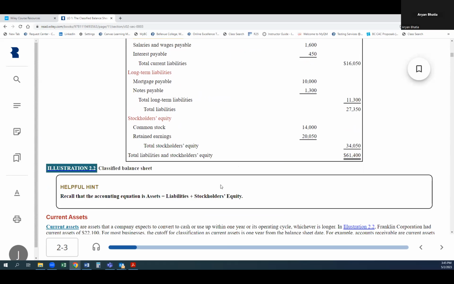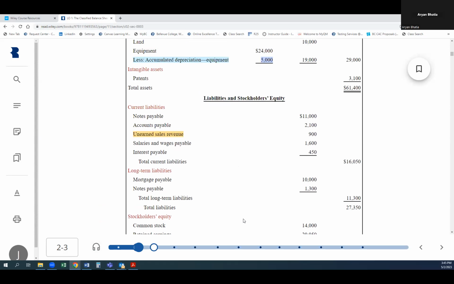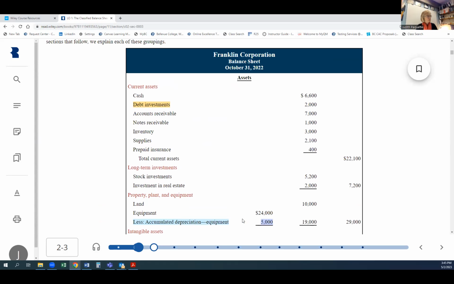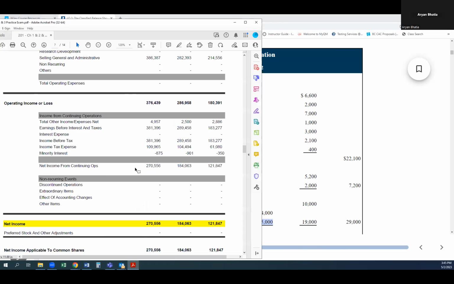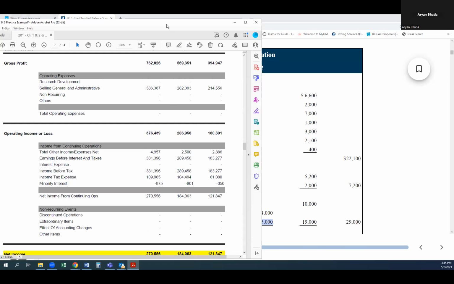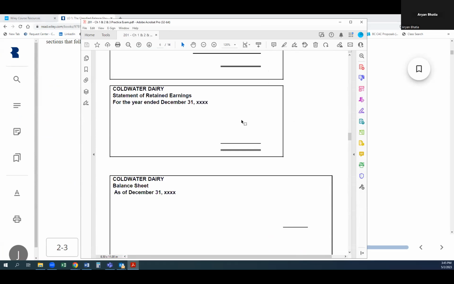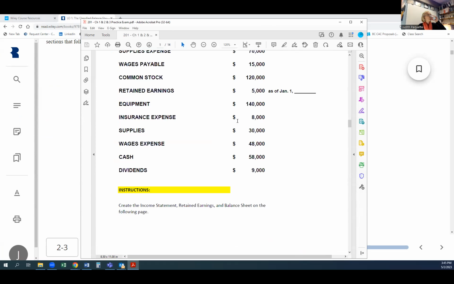Okay. I had a quick question about the accumulated depreciation. Sure. In our book and our quizzes, it gives us accumulated depreciation and then tells us what it's for, like equipment. But in our practice exam, it just said accumulated depreciation and it didn't say what it was specifically for, like land or equipment. So on the test, would it tell us specifically what it's for? Can you see it here?